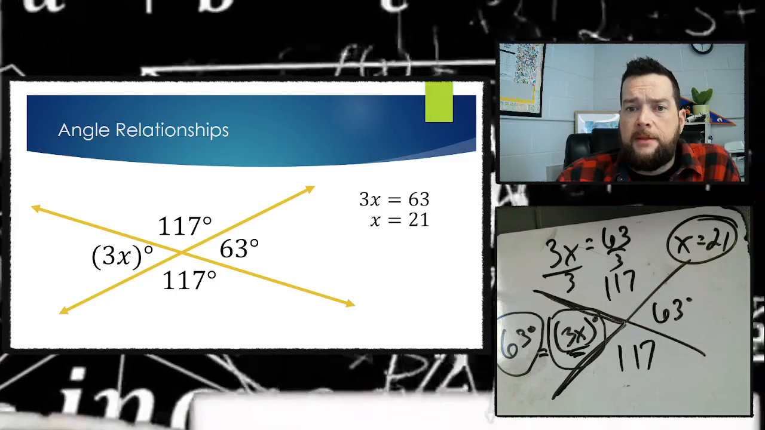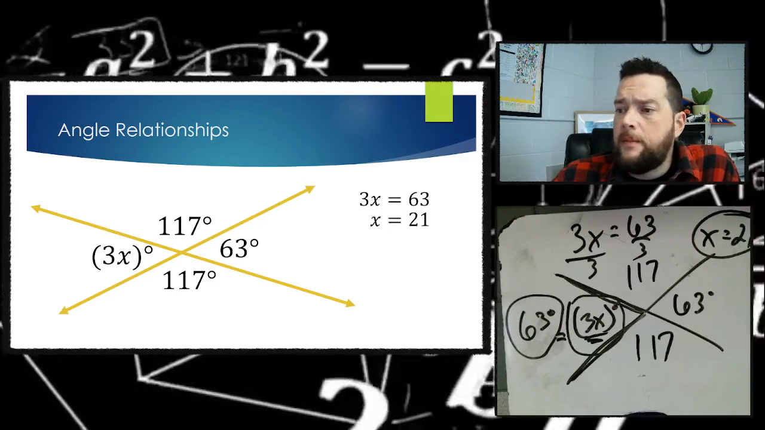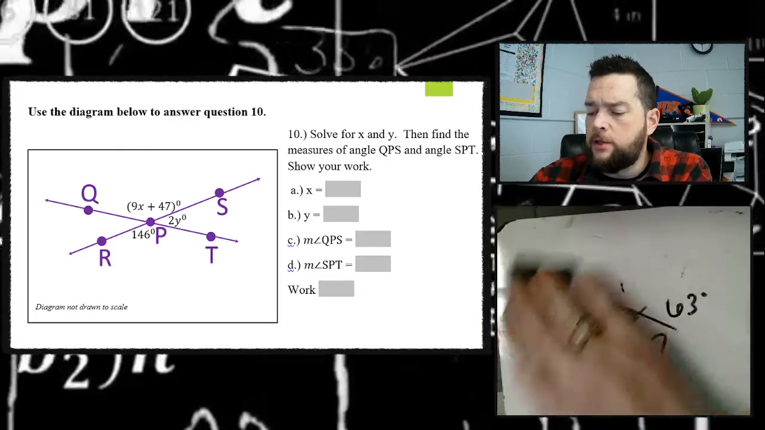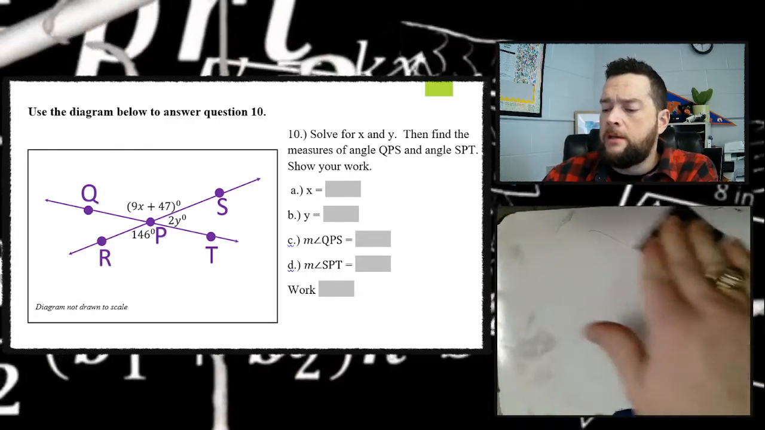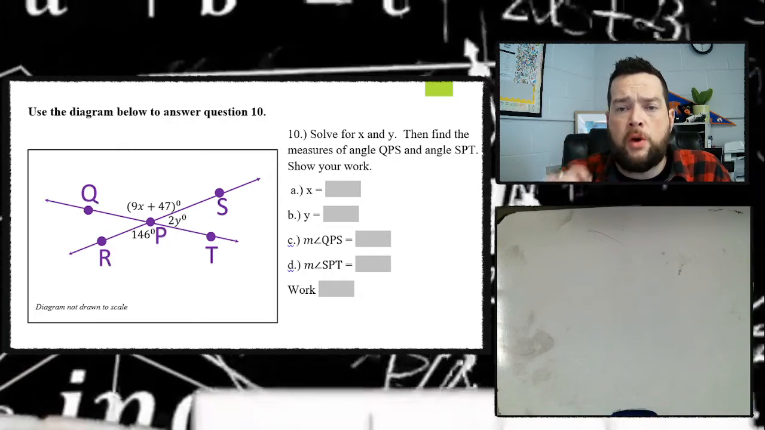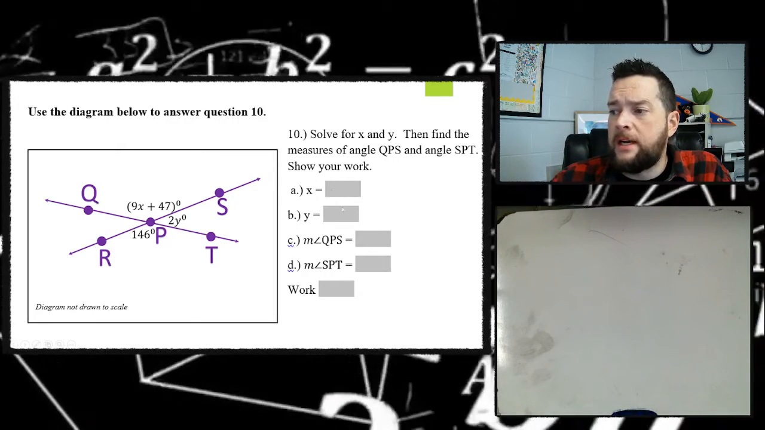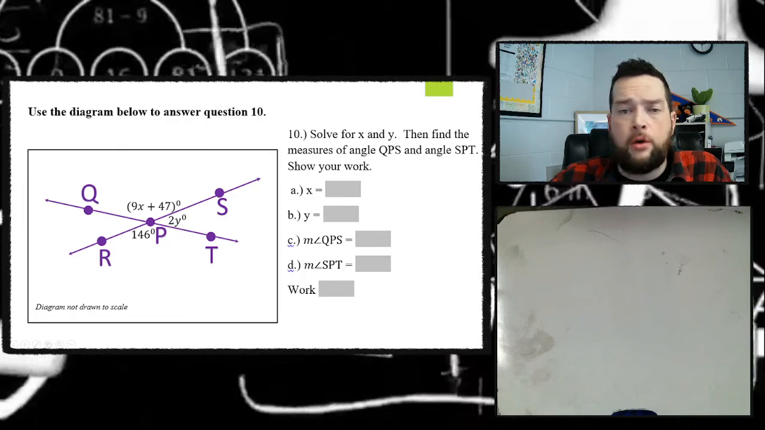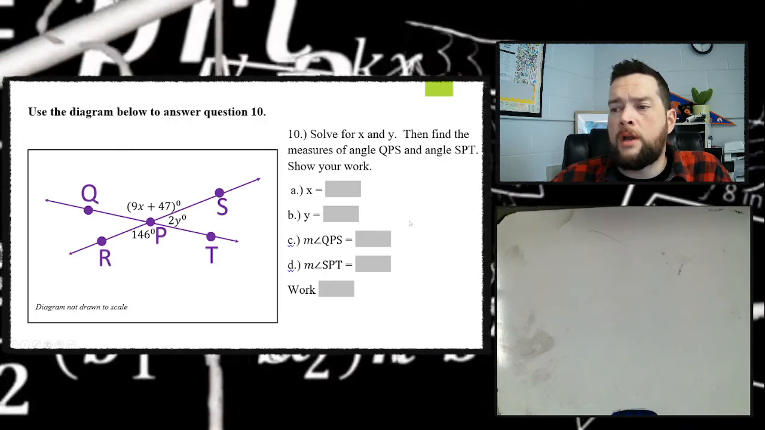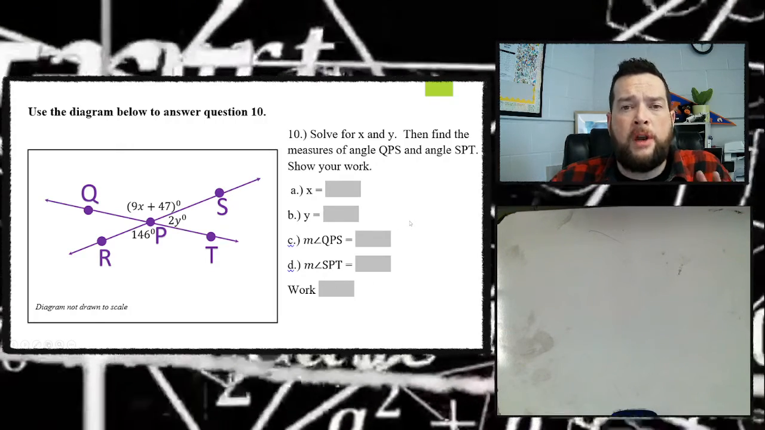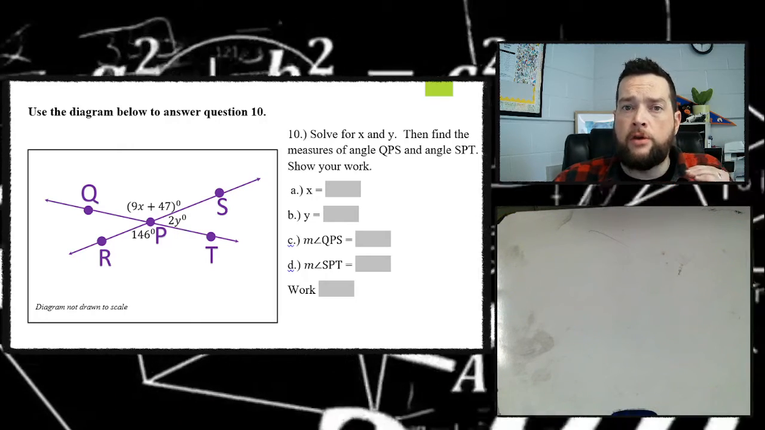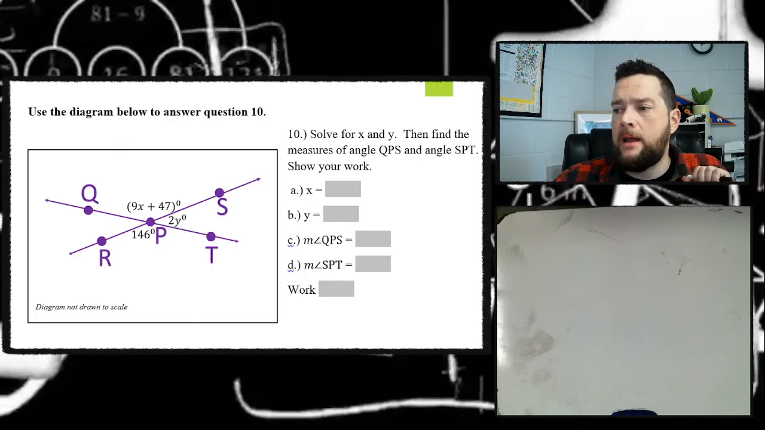There's your math there on the screen as well. All right, let's move on. We got our last question right here. This is just a practice question. What I want you to do is read the question, then solve for each one of those pieces. It says what does x equal, what does y equal, what is angle QPS, what is angle SPT. And we show our work as much as possible. So what I want you to do now is pause this video, try it yourself, get all those answers, and then come back to see if you got it right.